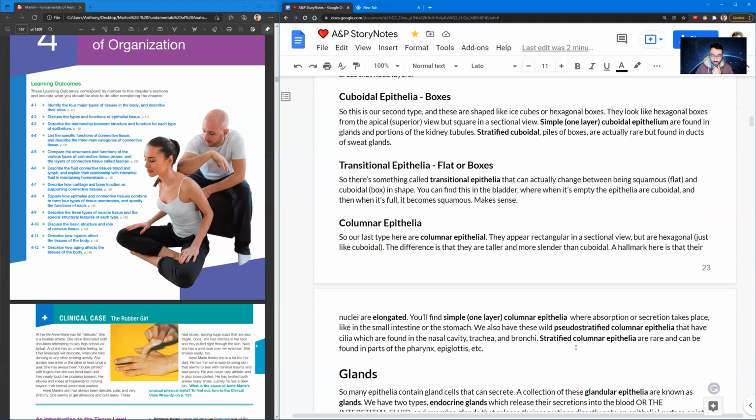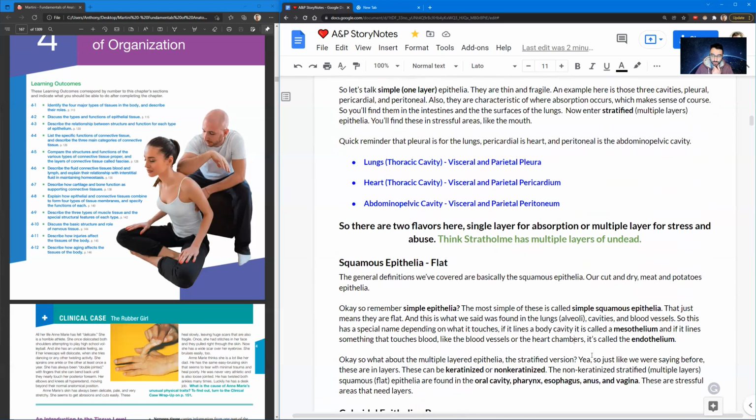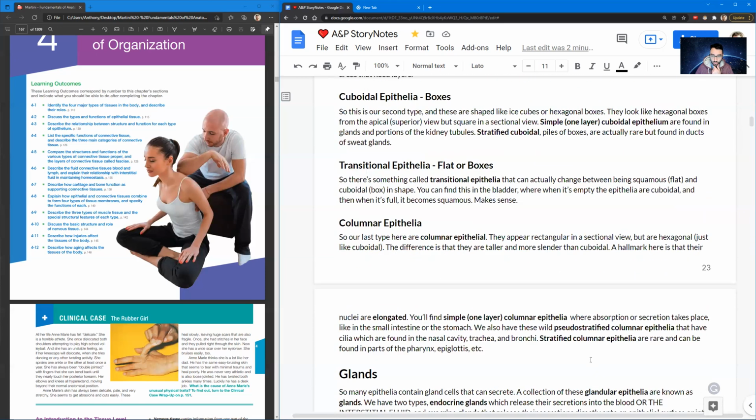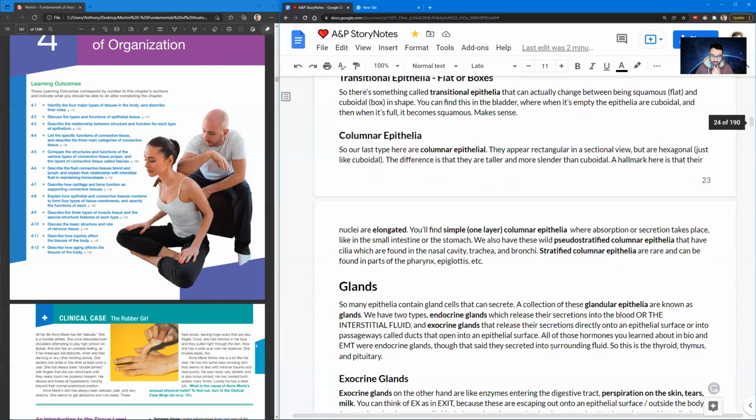You also have these pseudostratified columnar epithelia, and they're going to have cilia, and they're going to be found in the nasal cavity, the trachea, and the bronchi, so all that respiratory system there. And another rare one here, the stratified columnar epithelia, so multiple levels here. They can be found in parts of the pharynx and the epiglottis.